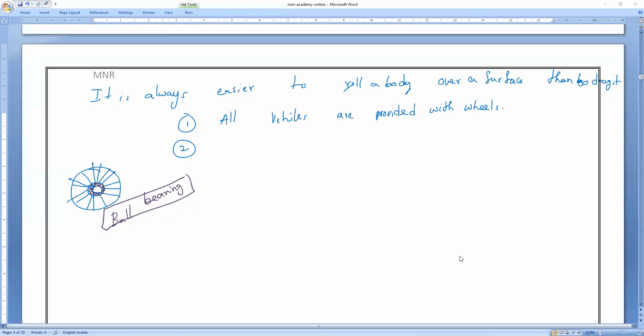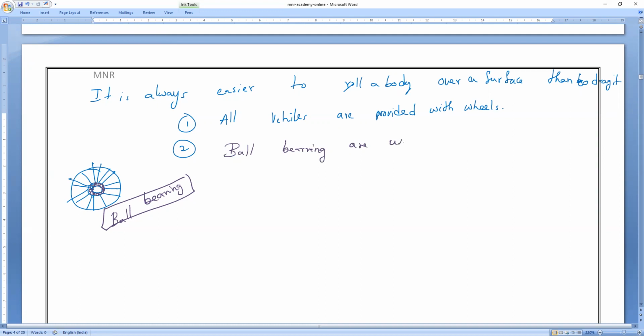So these ball bearings are also an example of what? Rolling friction or not? Everybody. Yes, please, all of you. Rolling. So what is the reason? To minimize the friction or to maximize the friction? Anybody can tell? Ball bearings, what is the use? To minimize the friction or to maximize? Reduce the friction. To minimize.